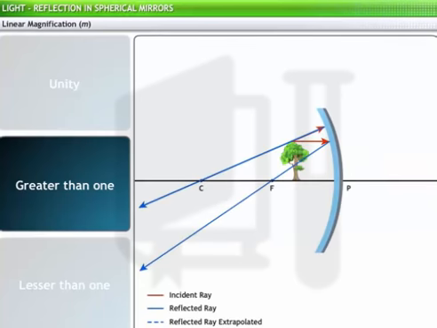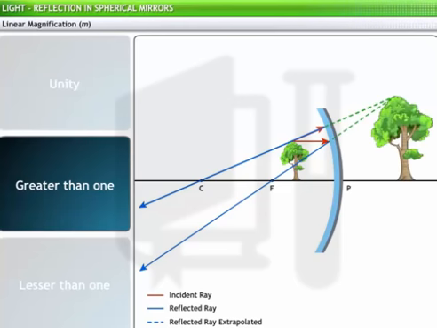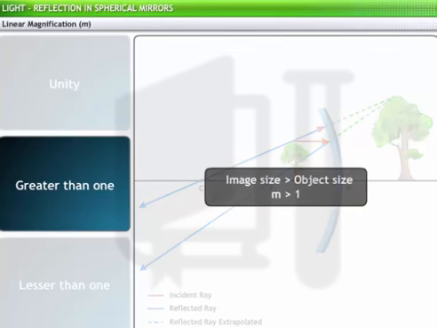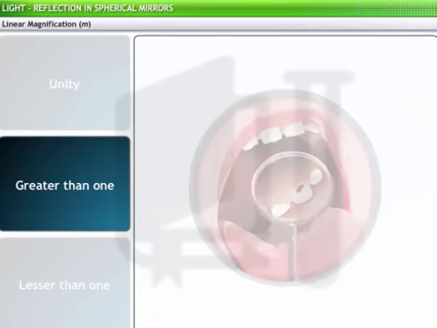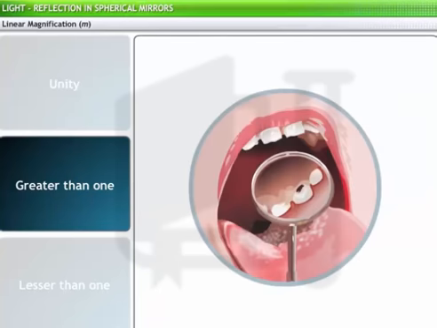If the object is placed between F and P of a concave mirror, then the image formed is virtual, erect, and bigger than that of the object. Hence, in this case also, the magnification is greater than 1. Dentists use this situation to view the inner parts of a mouth with more clarity.